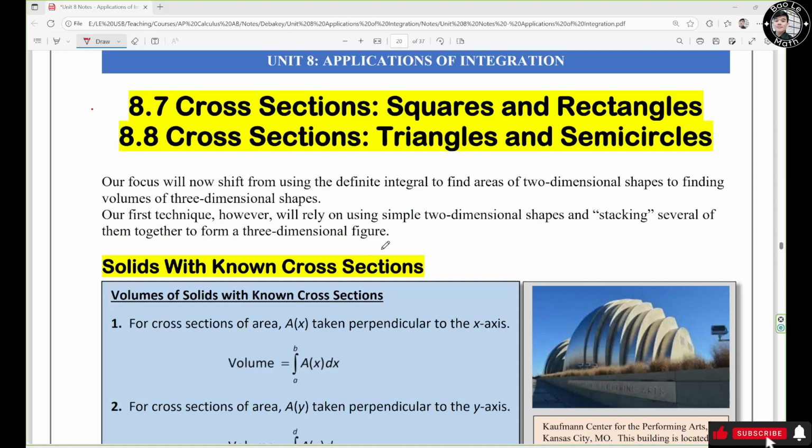Hello everyone, in this video we're going to explore topic 8.7 and 8.8. Find the volume of the solids using the cross sections: squares, rectangles, triangles and semicircles.